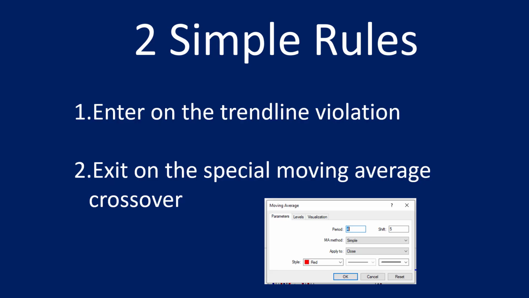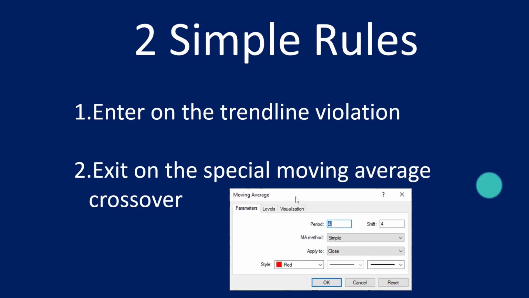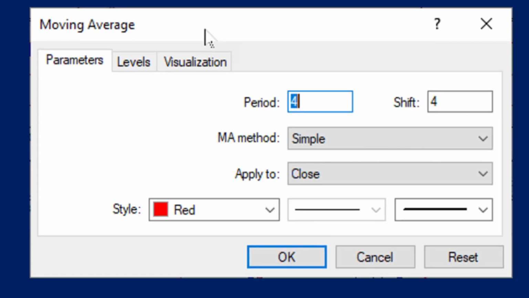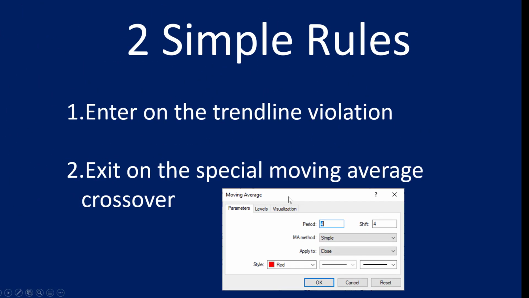Very simply, it uses two rules. It says enter on a trend line violation, and then exit on a special moving average crossover. And I'll explain that rule in a little bit more detail. So here are the settings for this very special moving average. It basically uses a period of 4, but the trick here is that you have to shift it forward by 4 at the same time. And you can use a simple moving average based on the close, and those are the main settings for this particular moving average. So I'll explain the system using some live examples that occurred recently.